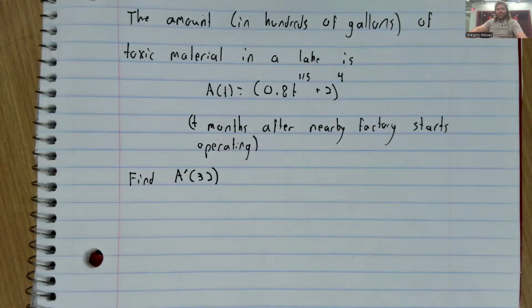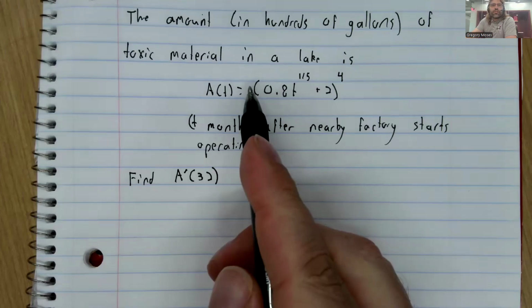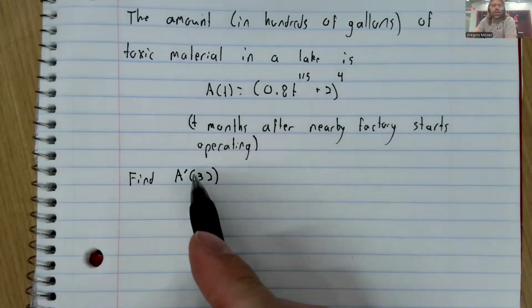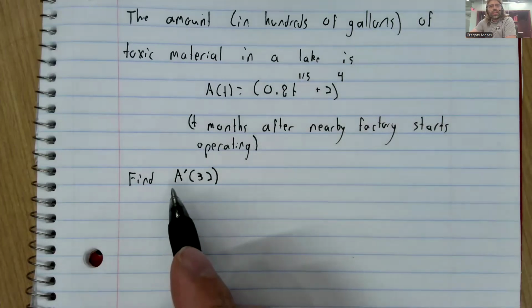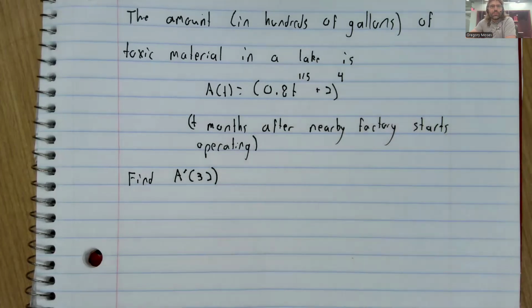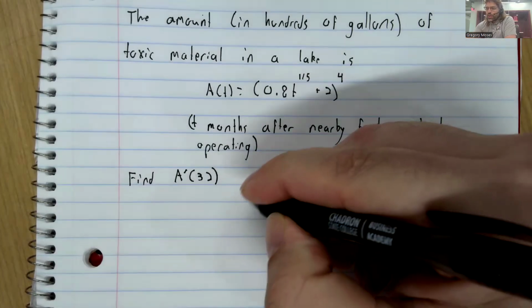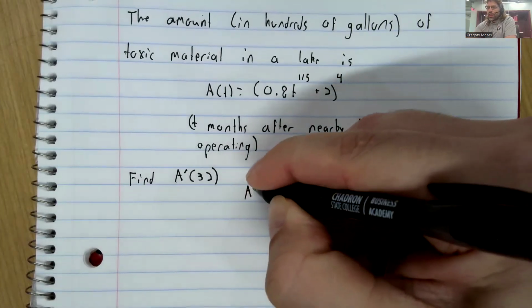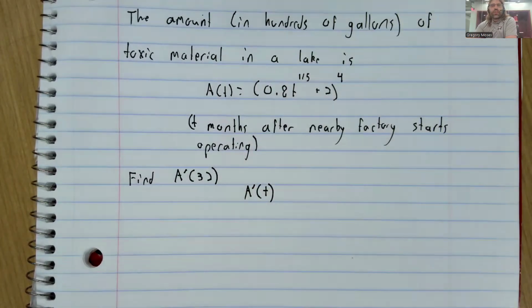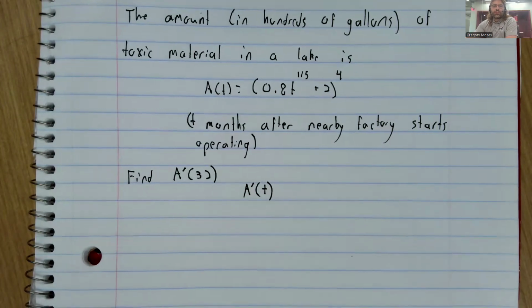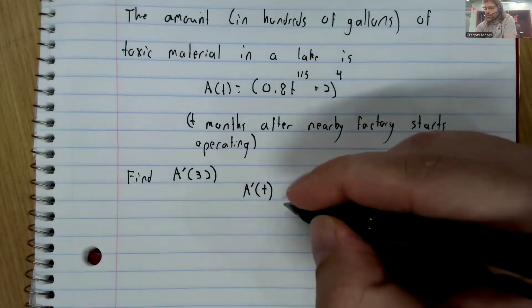So when we're asked for something like this, we just have to find the derivative first and we plug the number in afterwards. We're only asked for A prime of 32, but there are no shortcuts because of that. We need to find the derivative A prime of t, and then we can plug 32 in there.